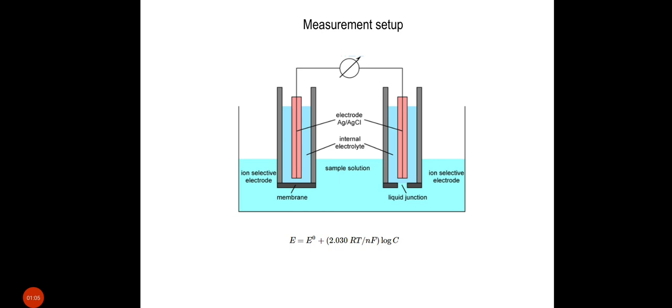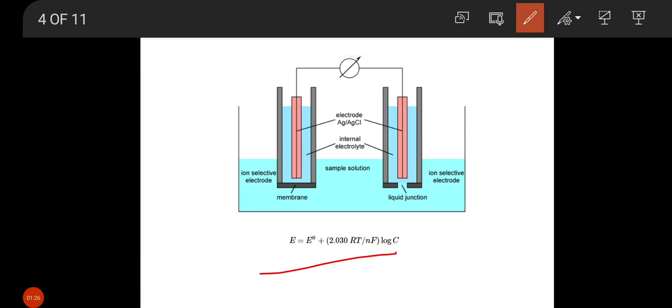At equilibrium, there is a potential difference existing between two sides of the membrane, and it is governed by the concentration of the tested solution, described by the Nernst equation. The Nernst equation is: E equals E0 plus 2.303 R T divided by n F, log C.